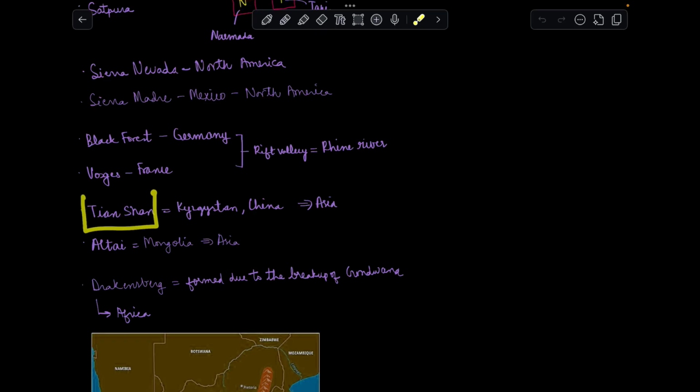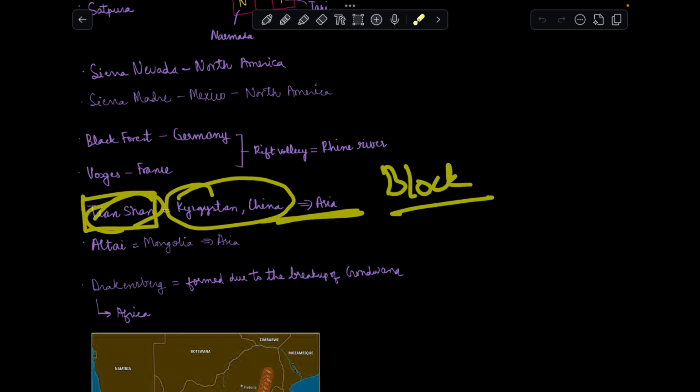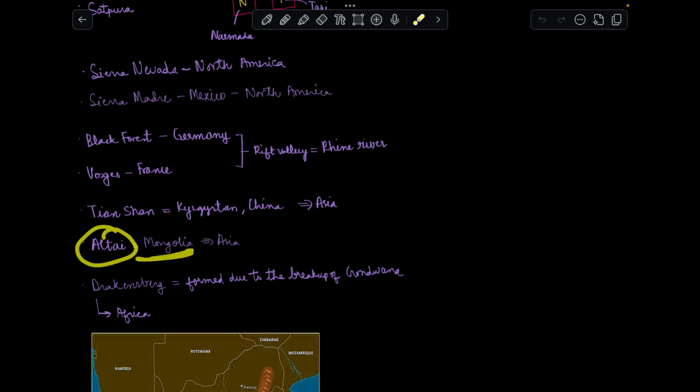Then there is Tian Shan, which is in Kyrgyzstan and China. These are in Asia. Tian Shan are also block mountains. Then Altai, which is in Mongolia, Asia.